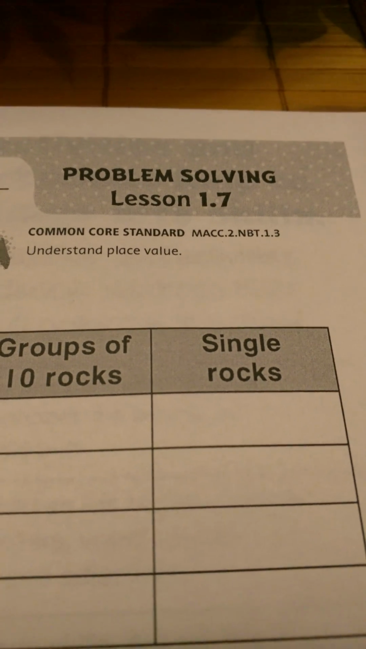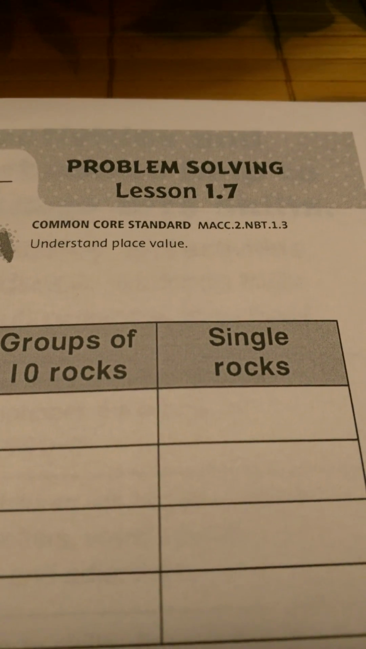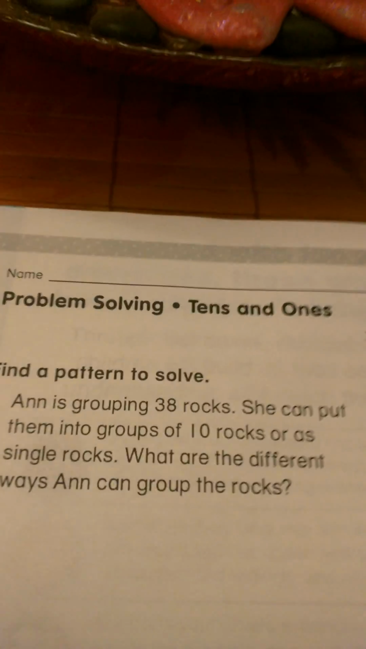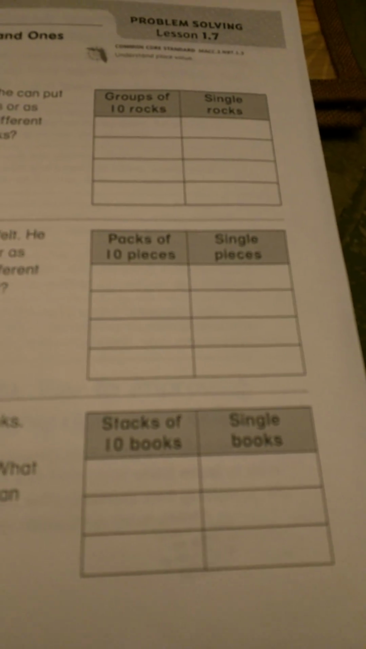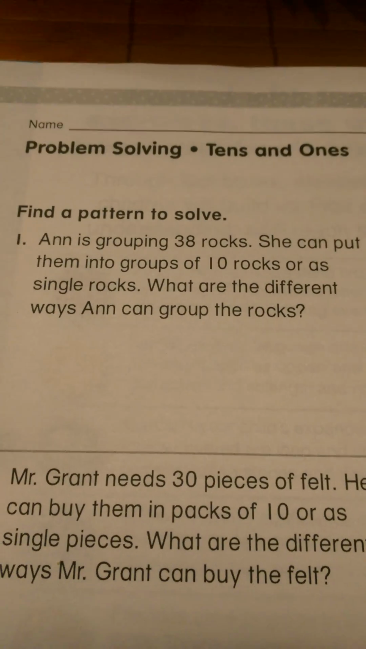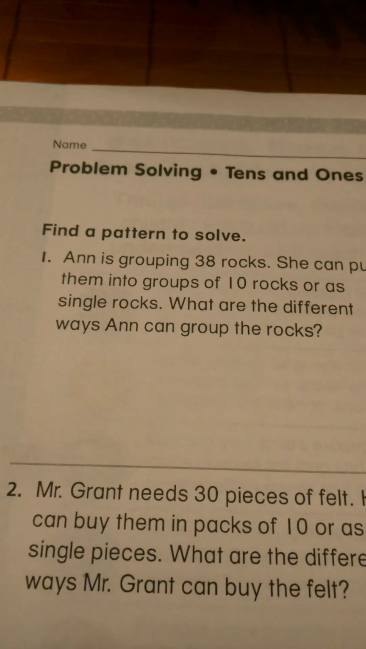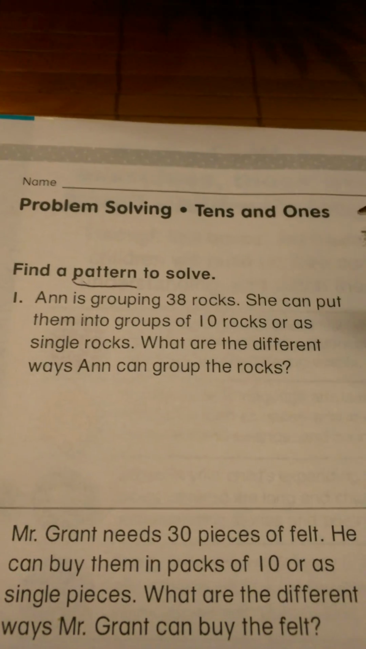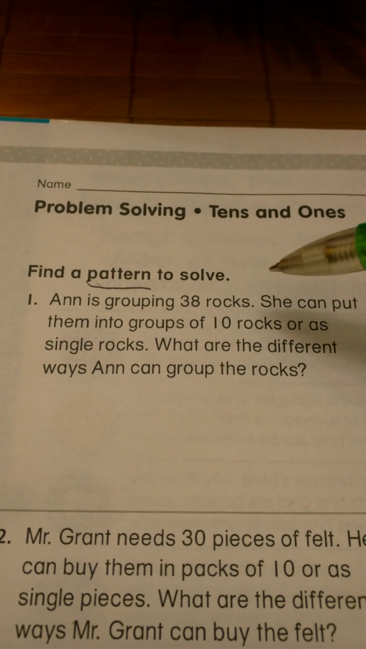This is second grade Go Math lesson 1.7, and today we are going to be problem solving with tens and ones. And there's going to be word problems down this page that you see, 1 through 3, and then you have charts for each one. So if we look at number 1 here, it says find a pattern to solve, and pattern is the key word right here.